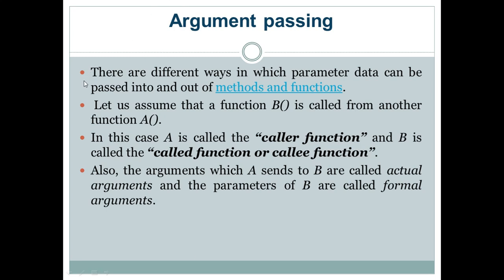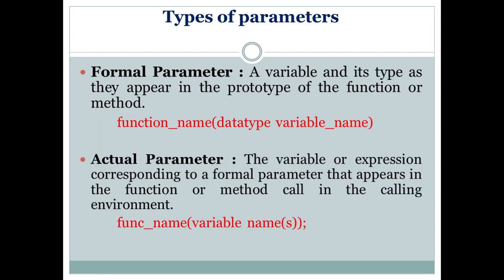Next point is argument passing. What does it mean by argument passing? There are different ways in which parameters can be passed into and out of methods and functions, right? For example, let's assume that function B is called from another function A. In this case, A is called the caller function and B is called the callee function, right? Arguments which A sends to B are called actual arguments, and the parameters of B are called formal arguments.